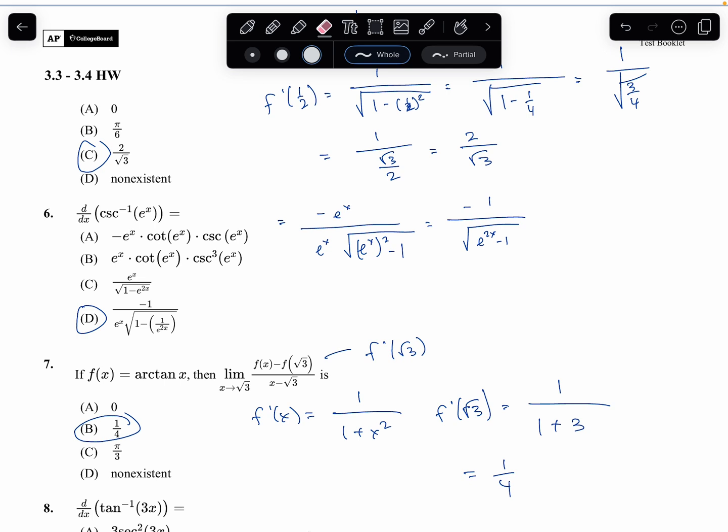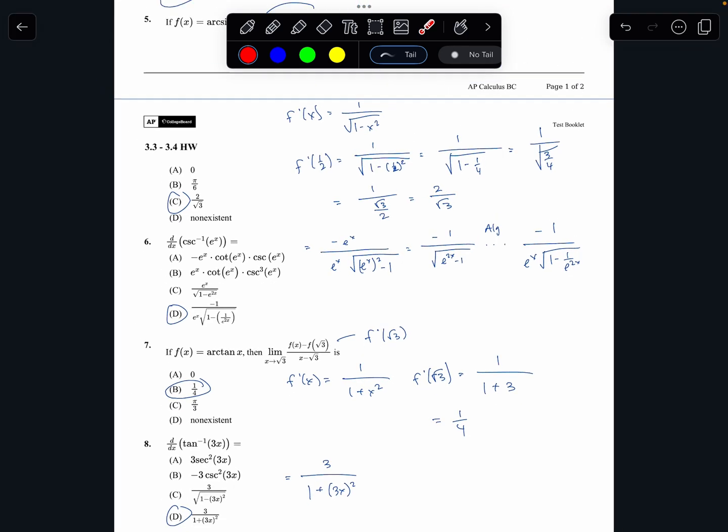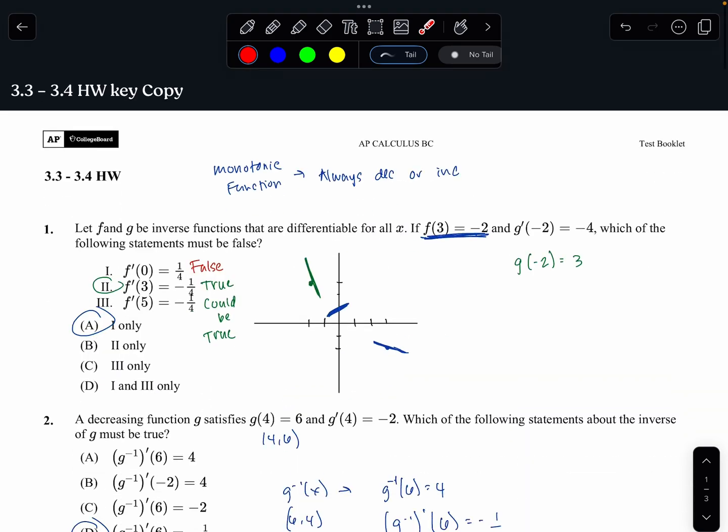So, really not sure where we're going right here. But I'll just say some algebra. We're going to get negative 1 over e to the x square root of 1 minus 1 over e to the 2x. And I'm sure I'm going to get a lot of people looking at the key being like, what the heck? And that's totally valid. Alright, but I'm going to stop there, and hopefully the rest of the video was helpful.